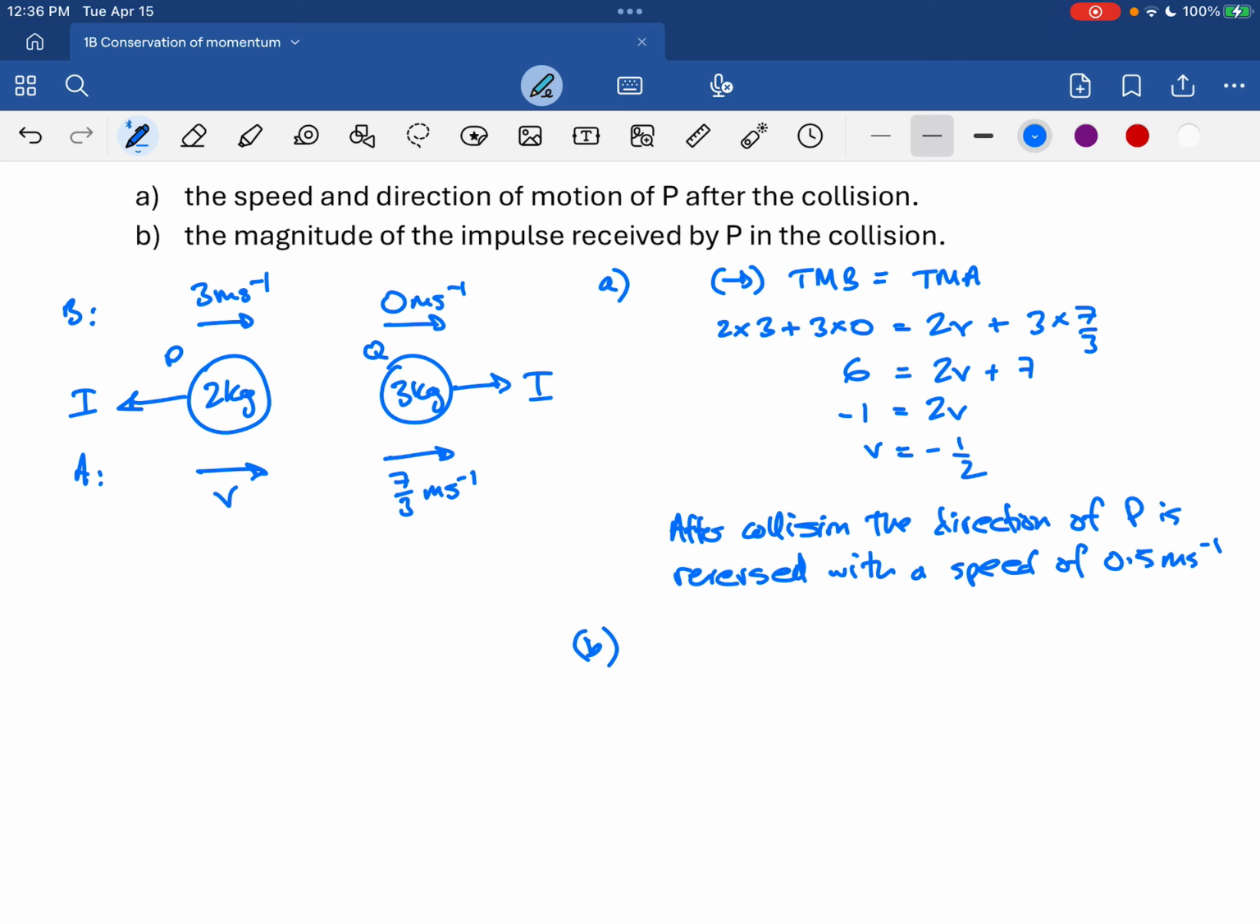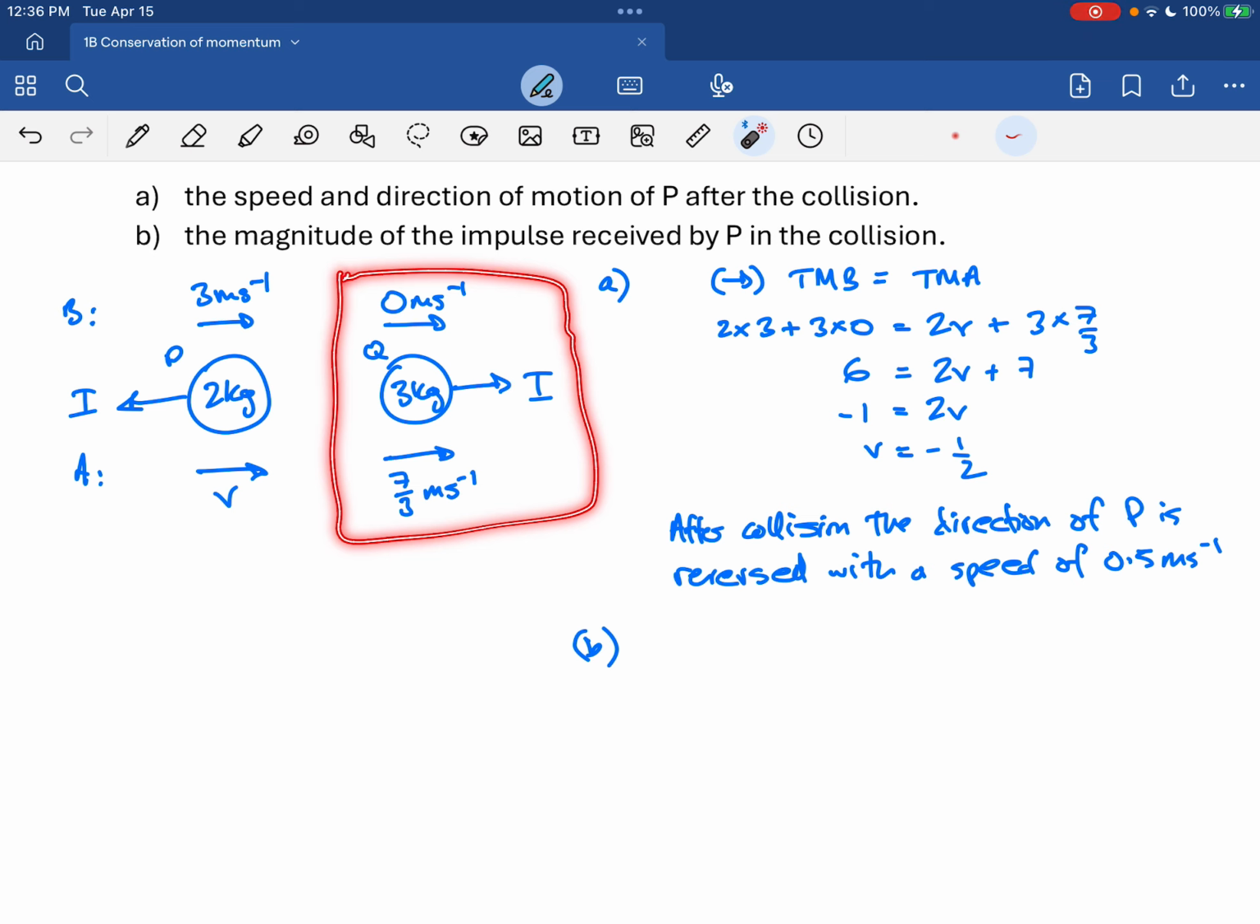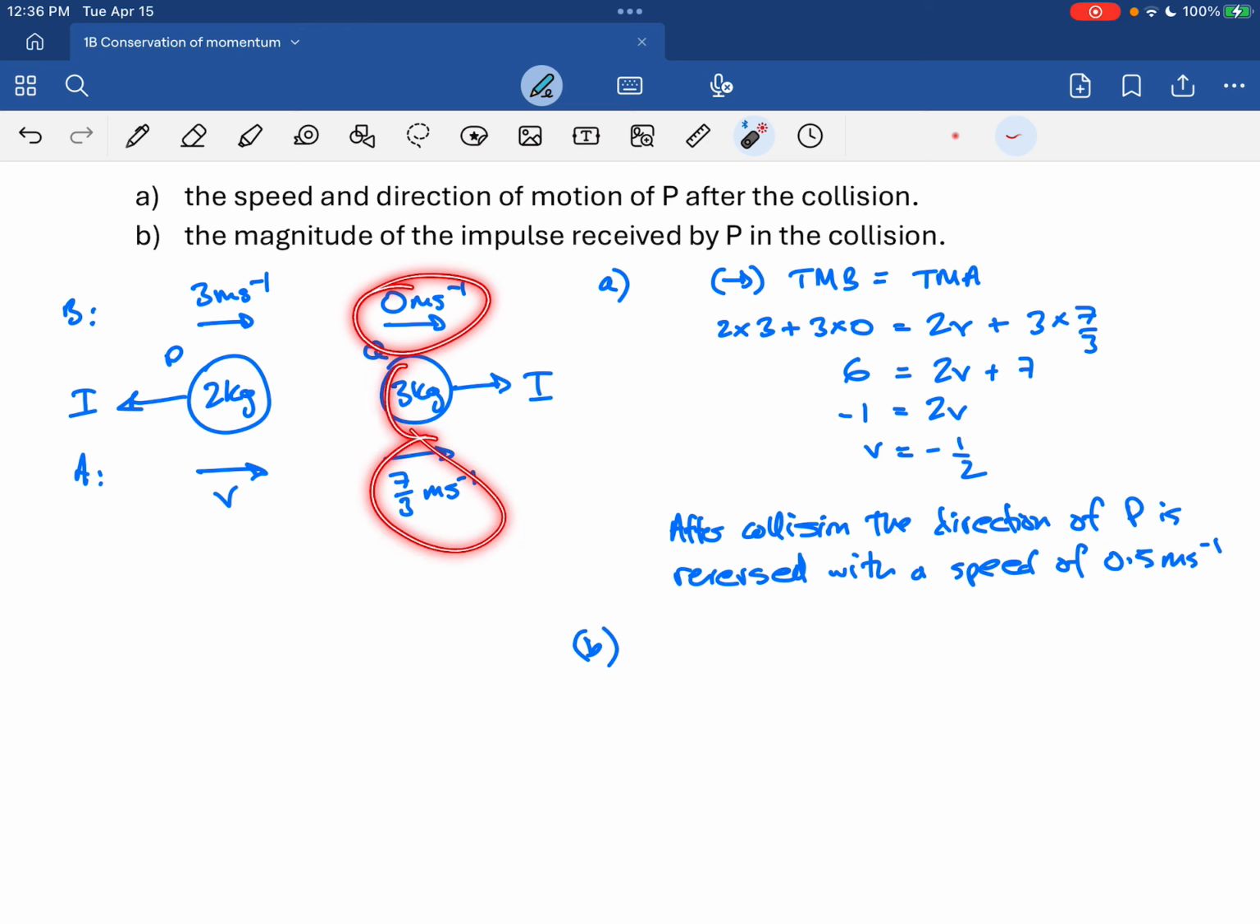Now, if I want to find the magnitude of the impulse received by P, then I'd probably want to look at P. The only problem with that is I'm going to be relying on a value of V that I've worked out previously. Because P and Q will both receive the same size of impulse, it would make more sense and be a good exam technique to look at the impulse of particle Q, because we have values that have been given to us. We don't have to rely upon something that we worked out previously. So we're going to look at Q.